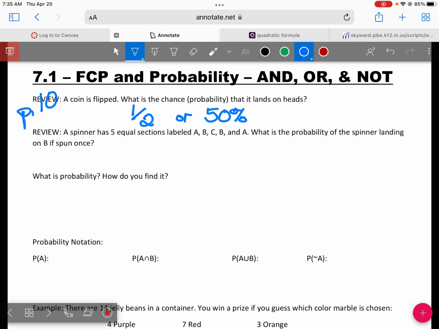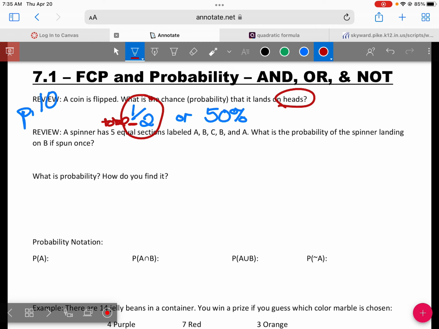Well, there are 2 sides to the coin. So this on the bottom is our total. And of those 2 sides, when we talk about heads, heads is on one of the 2 sides, okay? And that would be 50%. For right now, we're not going to talk about percents much though, okay? So we're going to stick to the 1 out of 2.